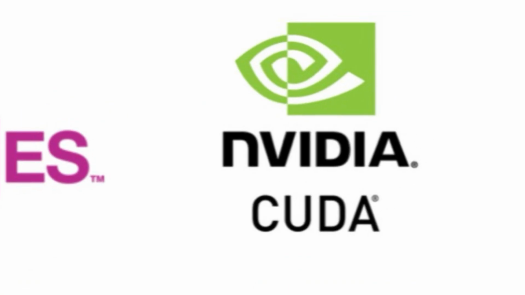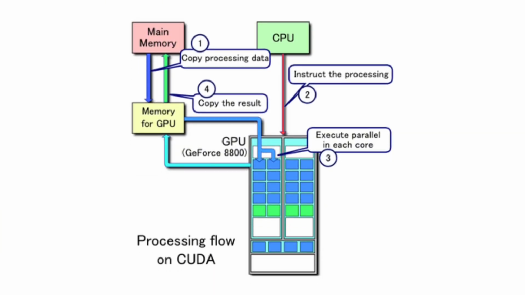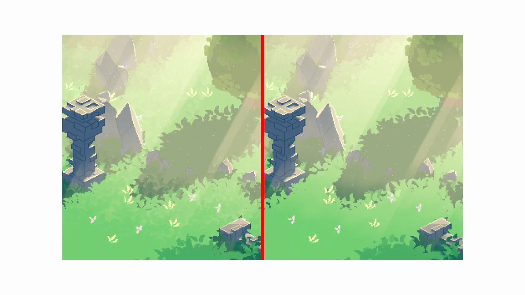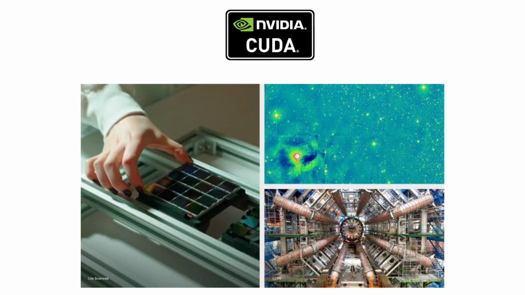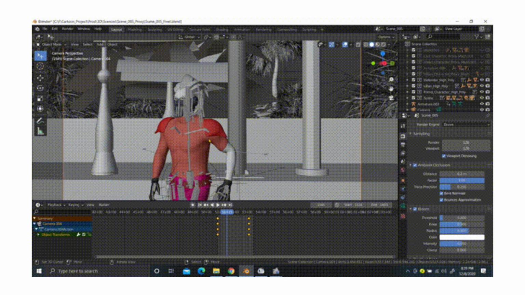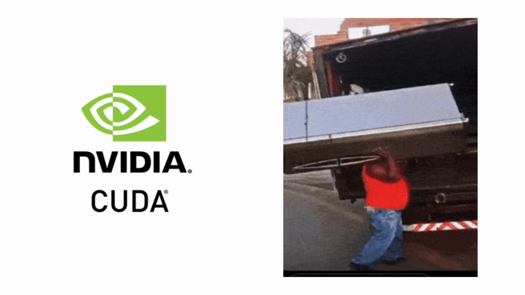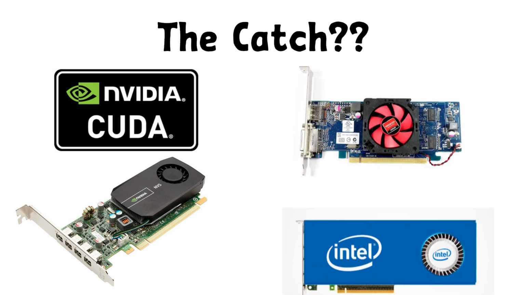CUDA, released by NVIDIA in 2007. CUDA isn't actually a graphics API. It's a computing platform for using NVIDIA GPUs beyond gaming. Instead of rendering pixels, CUDA turns your GPU into a massive parallel processor for AI, scientific simulations, video editing, 3D rendering, and machine learning. If you've ever used Blender to render a scene with an NVIDIA GPU or trained an AI model like ChatGPT, there's a good chance CUDA was doing the heavy lifting. The catch? CUDA only works on NVIDIA graphics cards. If you're using AMD or Intel, you're out of luck.